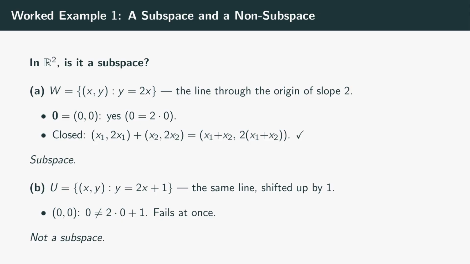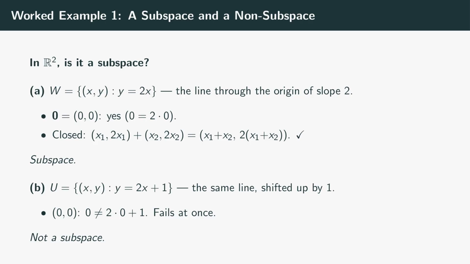First worked example, the cleanest test there is, set in the plane. Part A, let W be the line of all points where y equals 2x, the line through the origin with slope 2. Does it contain the 0 vector? The origin is the point (0, 0), and indeed 0 equals 2 times 0, so yes. Is it closed? Add 2 points on the line, (x1, 2x1) and (x2, 2x2). The sum is (x1 plus x2, 2 times (x1 plus x2)), which is again of the form y equals 2x. So the sum stays on the line, and scaling works the same way.